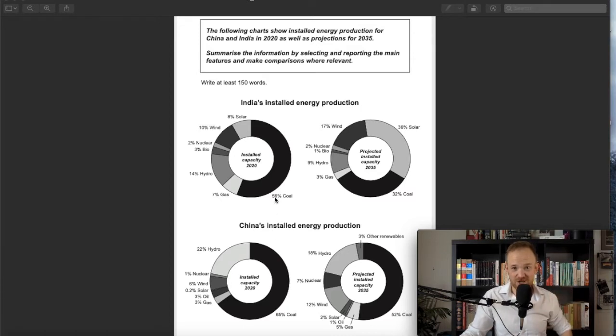The following charts show installed energy production for China and India in 2020, as well as projections for 2035. Yes, 2020 is in the past, so I want you to think about what the trends were in the past, and then look at 2035 and 2020, and think about what changes are going to happen. You've got 5 minutes. Press pause on YouTube, and I'll see you in 5 minutes.